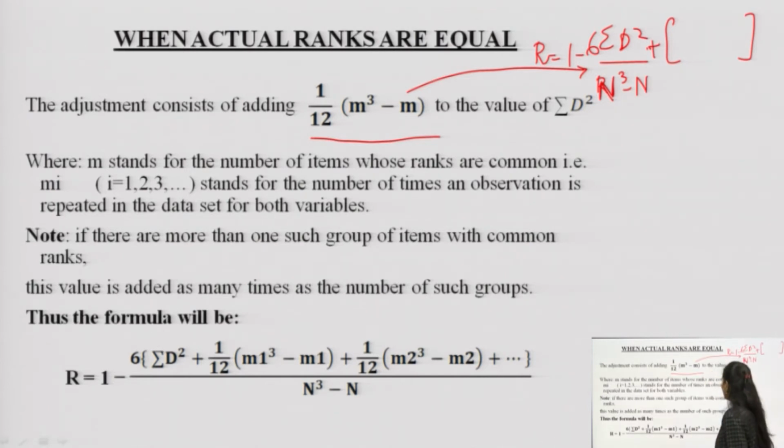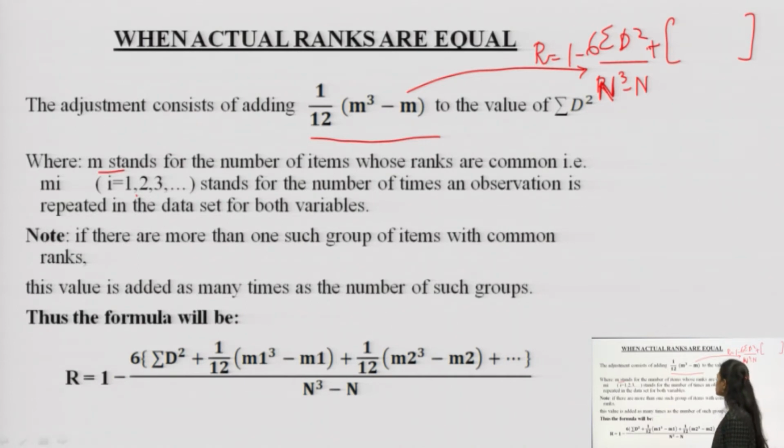So, what is m here? M is the number of observations that have equal ranks. M stands for the number of items whose ranks are common, for whose places we are supposed to obtain the average. For example, m1 could be 2, 3: it stands for the number of items an observation is repeated in the data set for both the variables. We will discuss it in the question further.